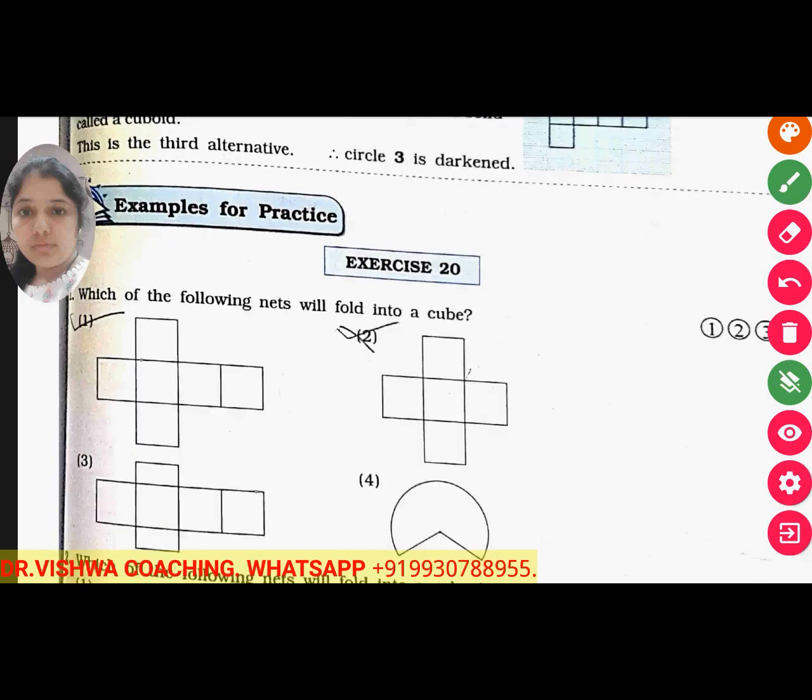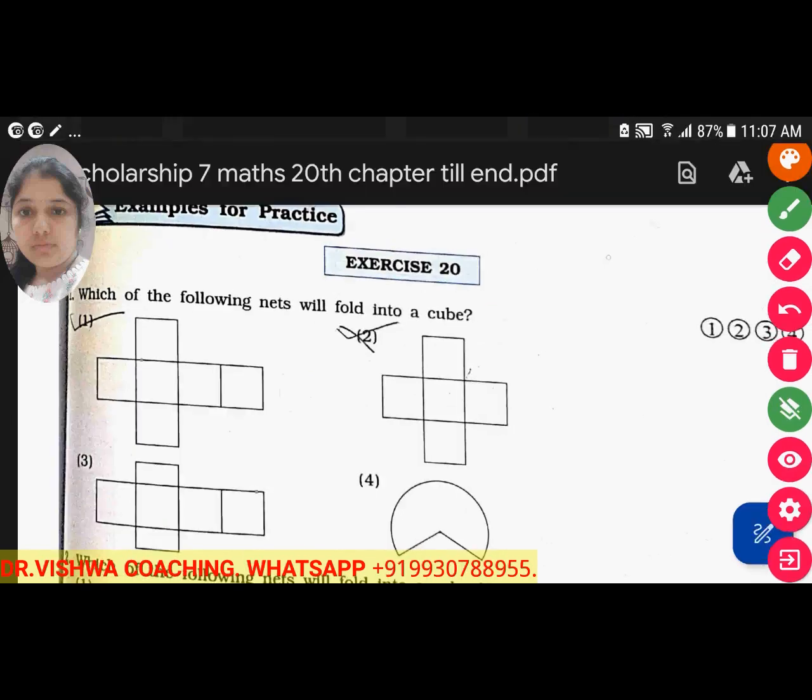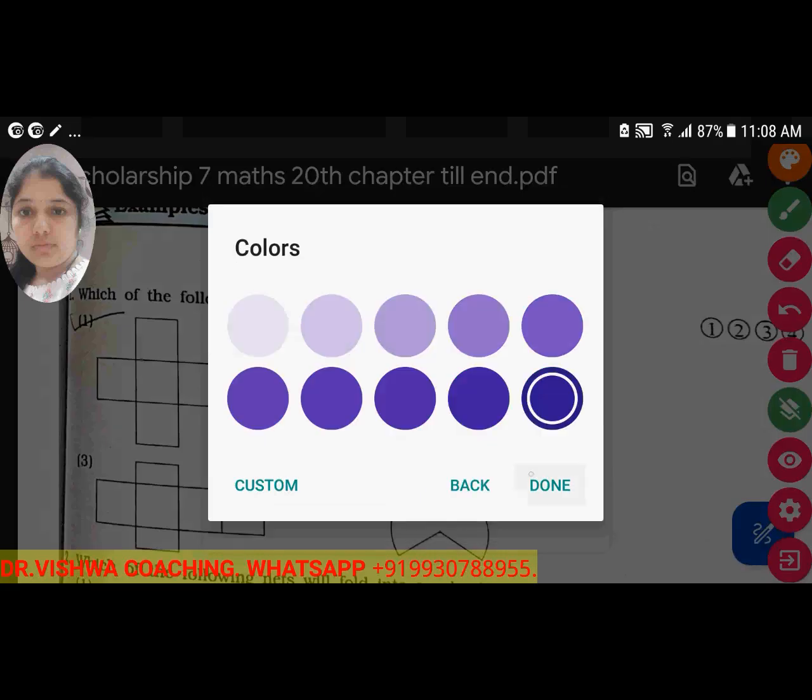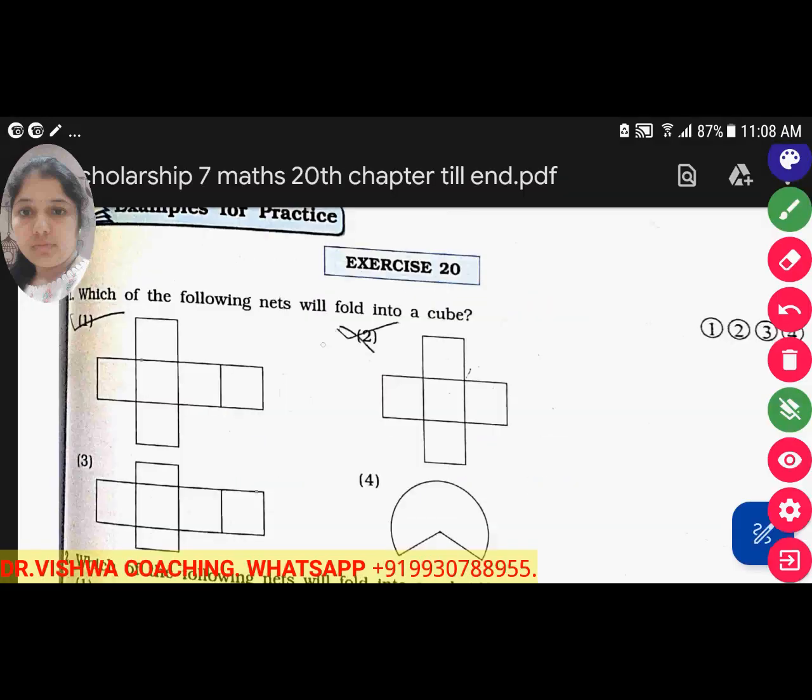Now, which of the following nets will fold into a cube? See, for any net to be folded into a cube, it must have 6 faces or surfaces. So you can identify in the figures given below which figure has six faces or six surfaces. That is your answer which forms the cube.